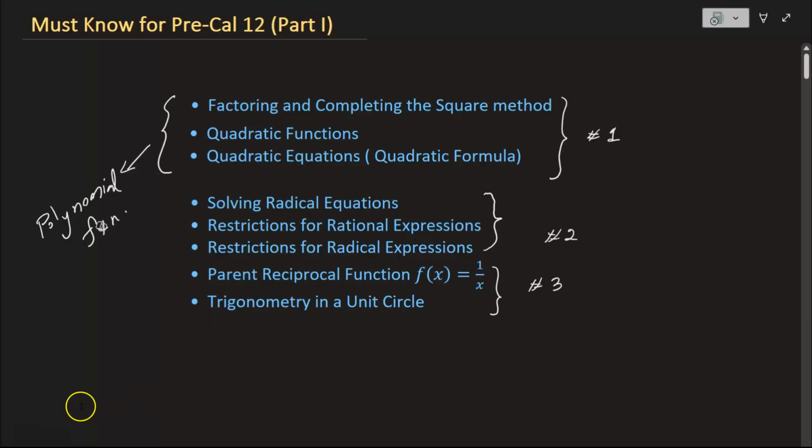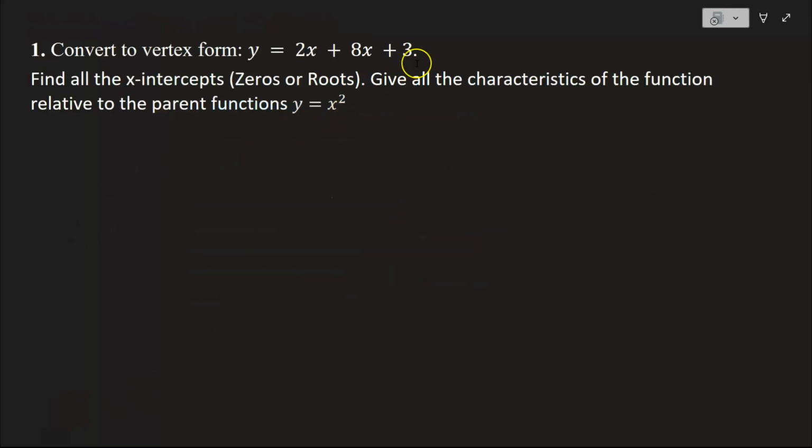All right, let's start. We have this quadratic, 2x squared plus 8x plus 3. We want to convert that to vertex form. So this is a parabola. This is a quadratic function. We want to find all x-intercepts. Then we want to state all the characteristics of this function relative to the parent function of y equals x squared. This is a loaded question. This one question covers the entire unit of quadratic functions in pre-calculus 11.